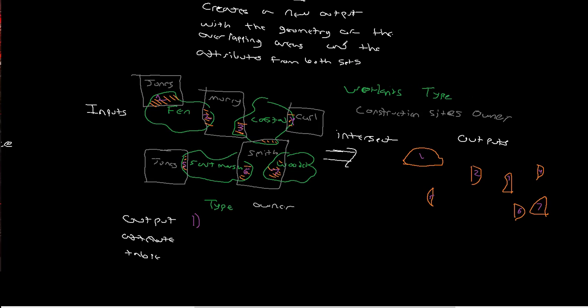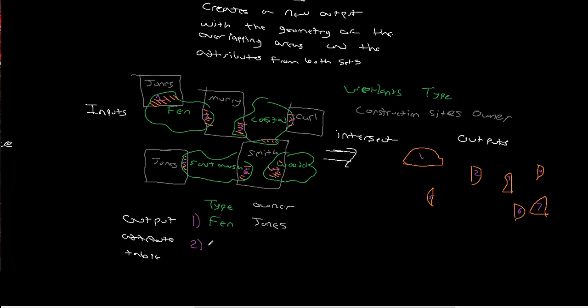Looking at the first polygon here, we're going to look at where it came from. It came from the wetland polygon here, which had a type of fen, and from the construction site here, which had an owner of Jones. So this output polygon 1 has an attribute table with fen from the wetland type and Jones from the construction site. Let's go through a couple more of how these attributes work.